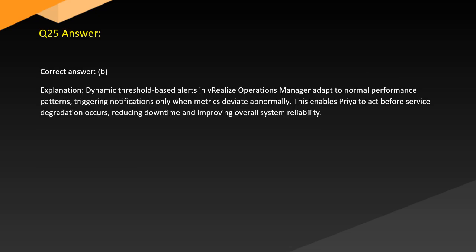Answer. Correct answer: B. Explanation. Dynamic threshold-based alerts in Realize Operations Manager adapt to normal performance patterns, triggering notifications only when metrics deviate abnormally. This enables Preya to act before service degradation occurs, reducing downtime and improving overall system reliability.